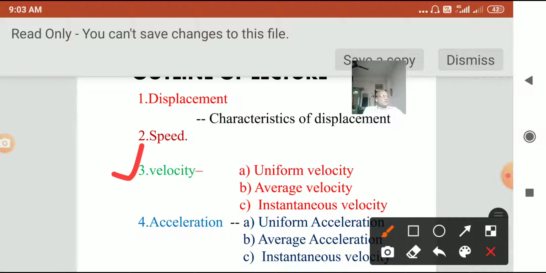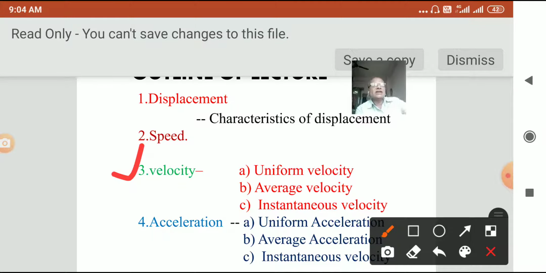For a particle moving with constant velocity, the instantaneous velocity at any instant of time is equal to average velocity, means for such a case they are equal. Average velocity and instantaneous velocity are equal.